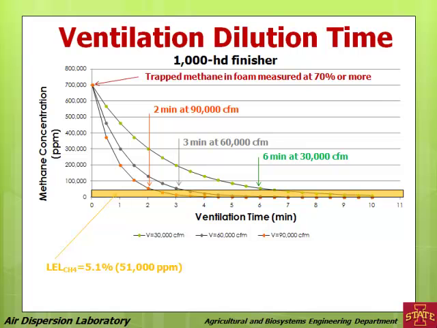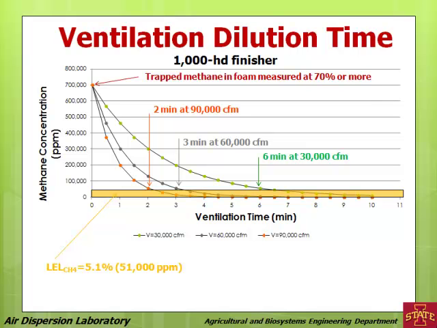I think one of the important things is as follows. Methane trapped in foam has been measured to be on the order of 70% methane. That's 700,000 parts per million. The explosive level of methane is on the order of 5%. Okay? So obviously, if we have trapped gases at this level, we need to provide some dilution potential before we ever consider breaking that up.